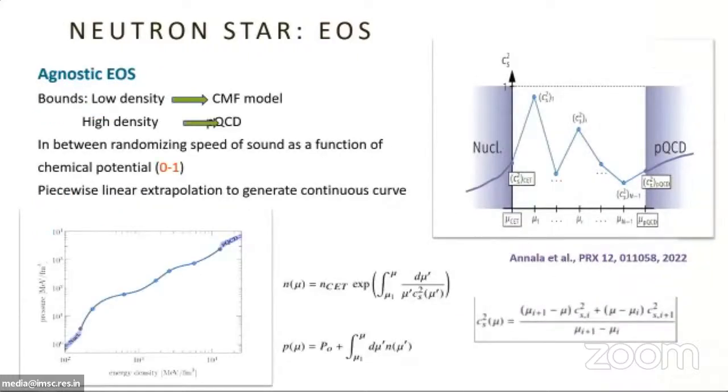These are the points that we know, right? These are at low density, and these are at high density, and we know that the speed of sound is bound by thermodynamic stability at 0 and causality at 1. I will randomize the speed of sound and obtain some points. These are randomized points, and then I will do an interpolation, so that I get the speed of sound as a function of chemical potential. Once I know the speed of sound and the chemical potential, I can calculate all the other things.